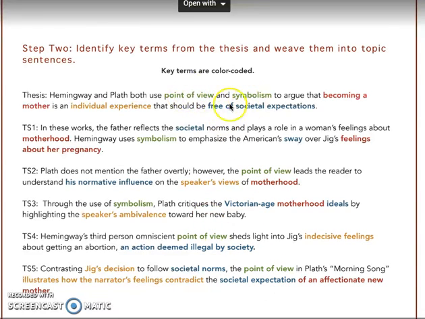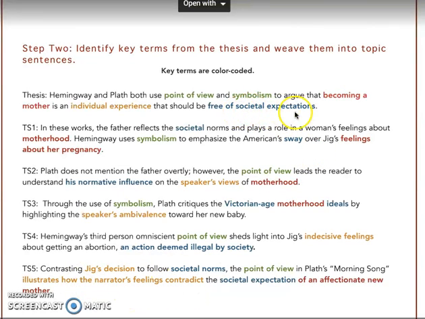So you'll see the point of view and symbolism that gets woven in here. You'll see becoming a mother, where we're not using the exact same language. We don't want it to be repetitive, but we want the concept in our reader's mind. So becoming a mother, feelings about pregnancy, motherhood, affectionate new mother. Individual experience, so we have speaker's views, speaker's ambivalence, indecisive feelings, Jig's decision, and then the narrator in Morning Song.